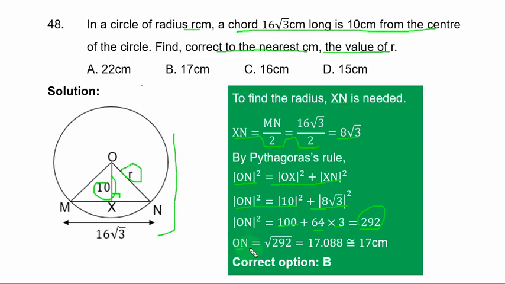So ON is equal to the root of 292. So you have 17.088. To the nearest centimeter, we are interested in 17. The next digit is 0, which is rounded down to 0. So you have 17 centimeters approximately. Hence, B is the correct option.